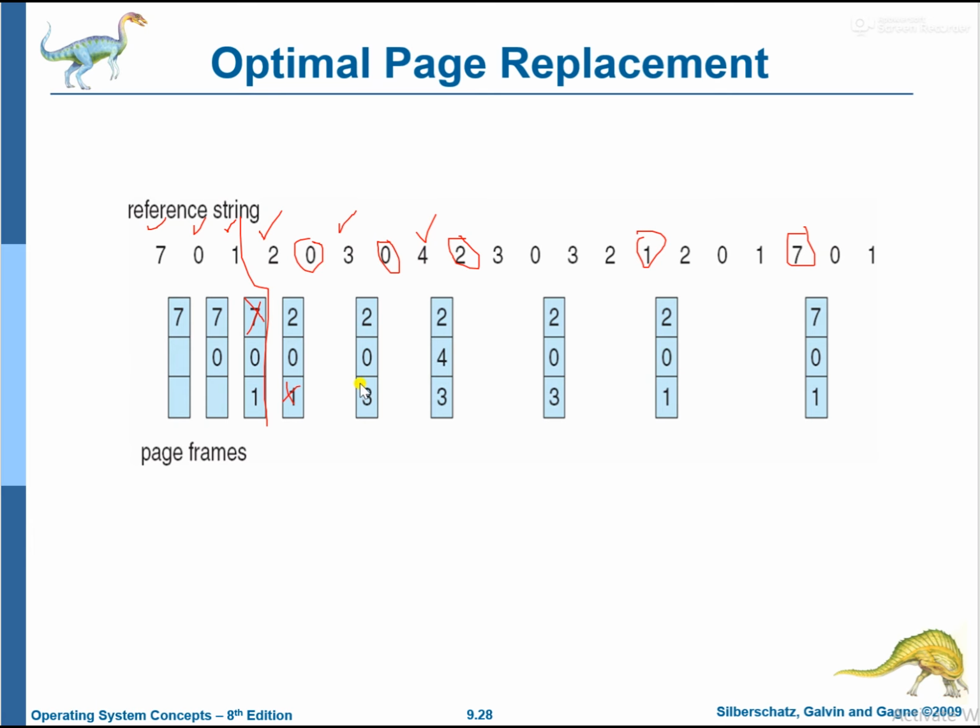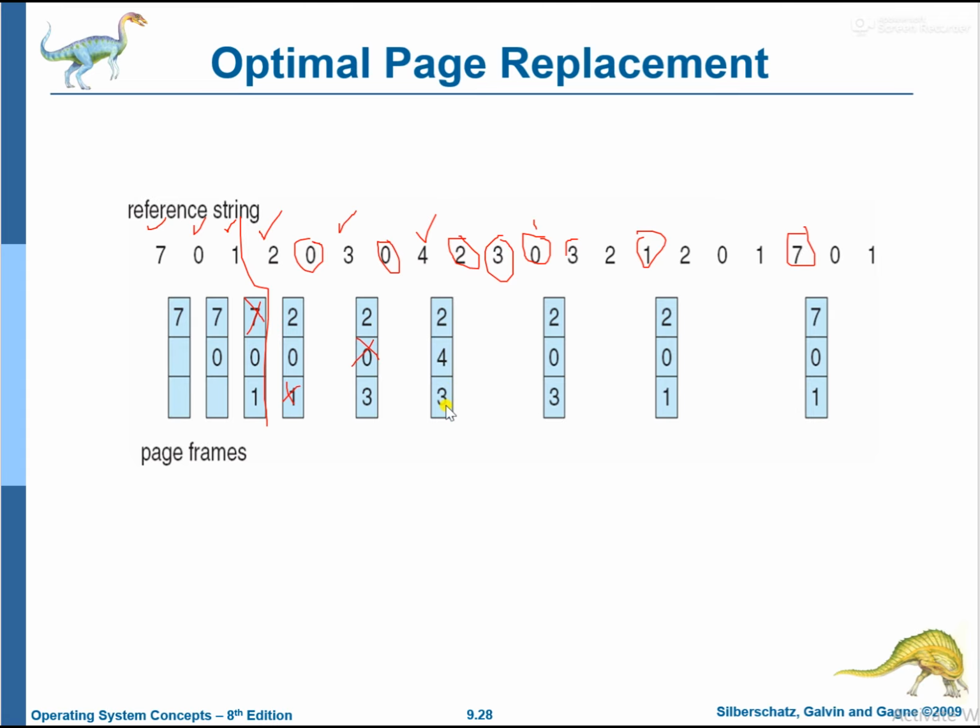So what is the process for choosing the victim? When 2 is needed, 2 is needed over here. When 0 is needed, 0 is needed over here. And when 3 is needed, 3 is needed over here. So 2, 3, 0. Which is the farthest on this timeline? 0 is right now the farthest. So we choose 0 as a victim and 4 will be brought in the place of 0. Then 2 is needed, 2 is already there.